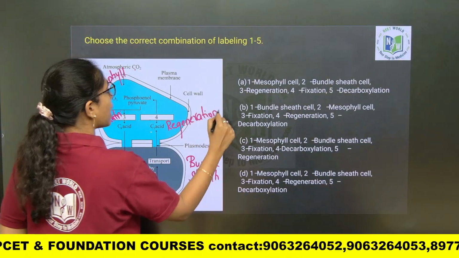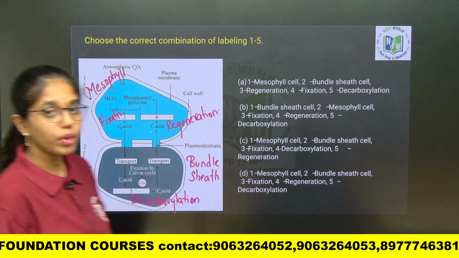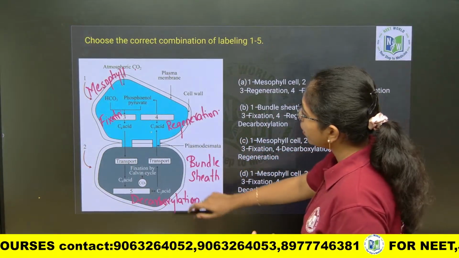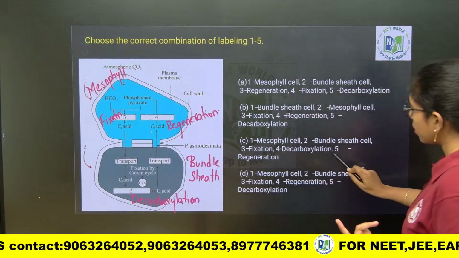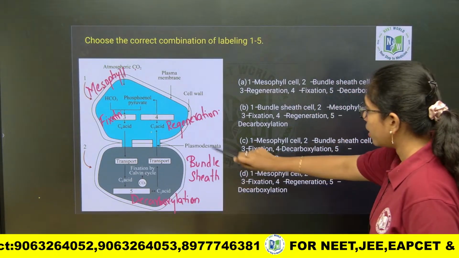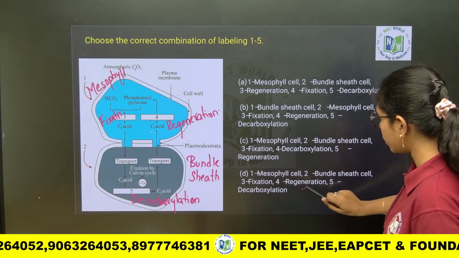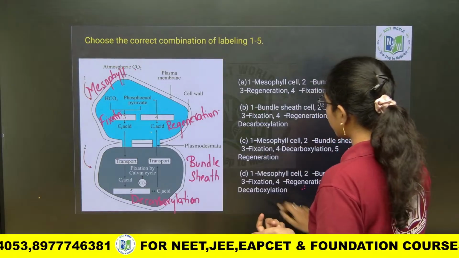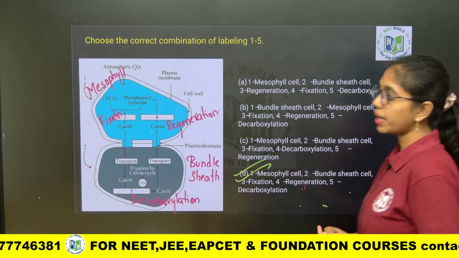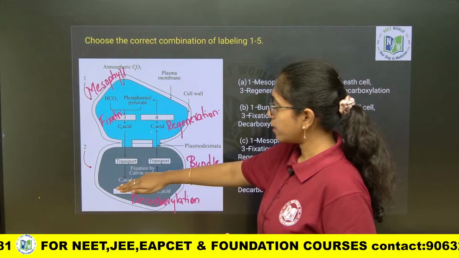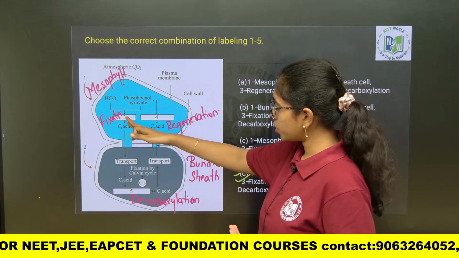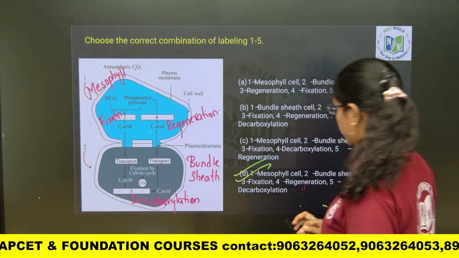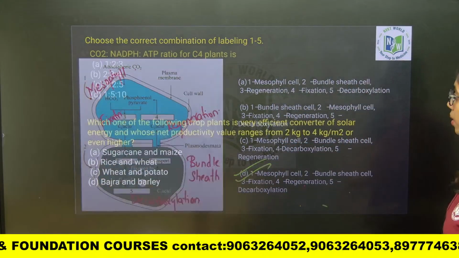Now you choose the correct answer. Like 1 will be mesophyll cell, 2 will be bundle sheath cells, 3 is fixation, 4 will be regeneration here, and 5 will be decarboxylation. So what will be the right option, beta? This one, wherein this is a mesophyll cell, 2 is bundle sheath cell, 3 is carbon dioxide fixation, 4 will be regeneration, 5 is what? Decarboxylation. Clear, right, ma? Next.